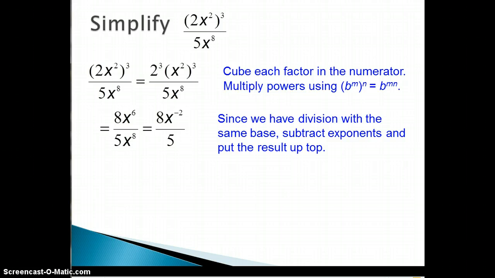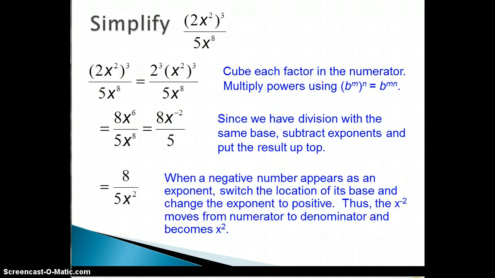The result of the quotient rule, remember, always goes in the numerator. So we have x to the negative 2 in the numerator, but we can't leave negative exponents on our answers when we're simplifying algebraic expressions, so we can take care of that by moving that base of x to the denominator, and then the exponent of negative 2 changes to a positive 2. And that will be our final answer.